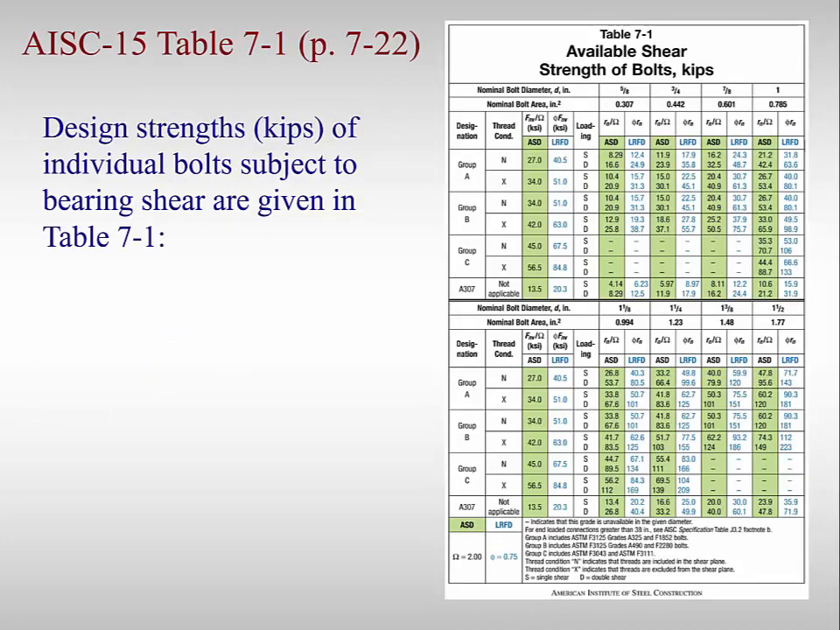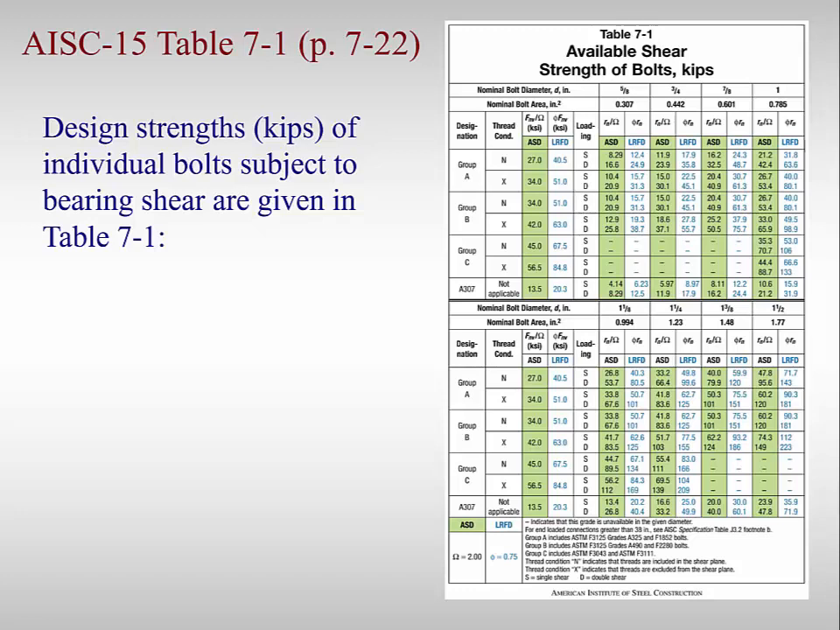As always, if you want to do something in steel, there is a table for that. Table 7-1 provides strength values for single bolts subjected to shear. Note that groups A and B are listed in addition to A307 bolts. Groups A and B are divided into two for the thread conditions X and N, which are then divided again into single shear and double shear as indicated by the uppercase S and D. The A307 bolts are only divided for single and double shear.